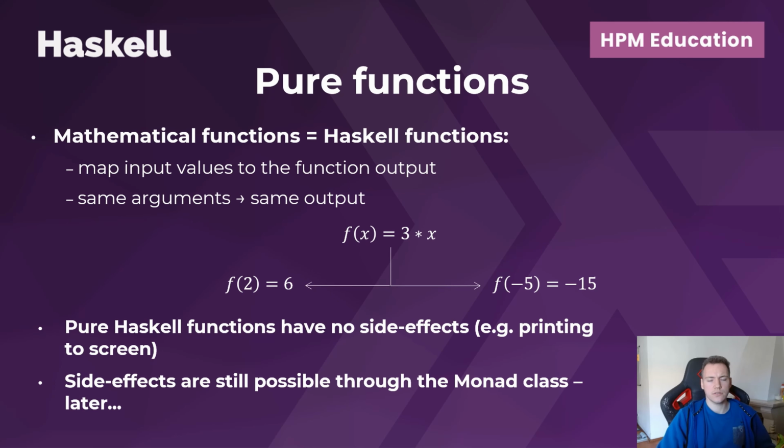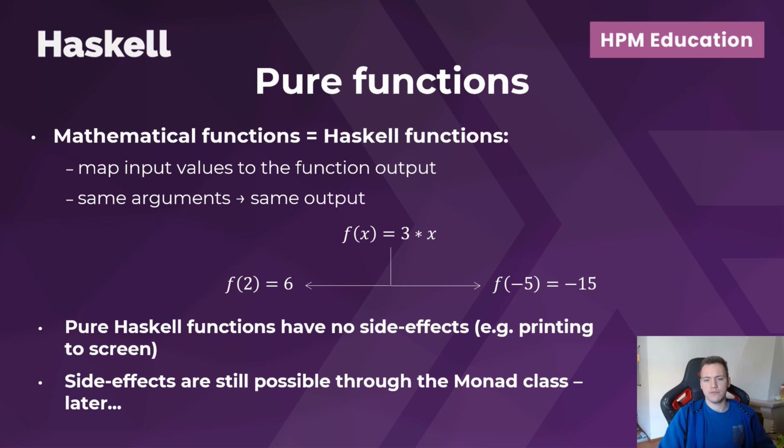So pure functions are basically mathematical functions, and Haskell functions work the same way. Meaning that in mathematics, a function maps input values to the function output. It means that any function given a certain combination of arguments will always produce the same result and will not have any side effects. Nothing else will be changed. The function will just take its inputs and produce the output. And if the input is the same, the output will always be the same.